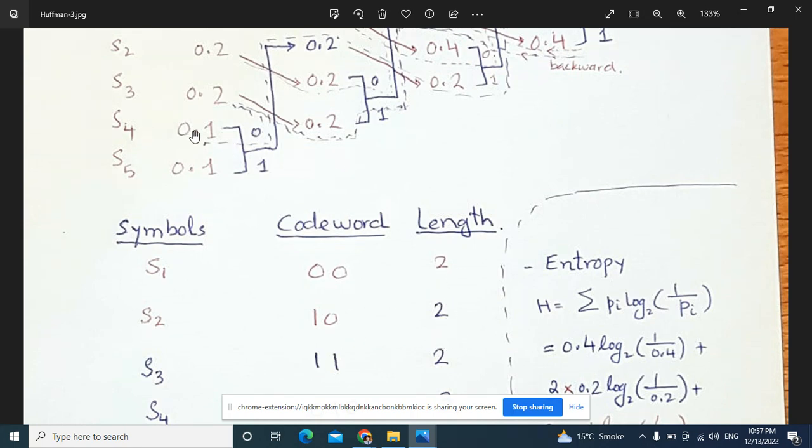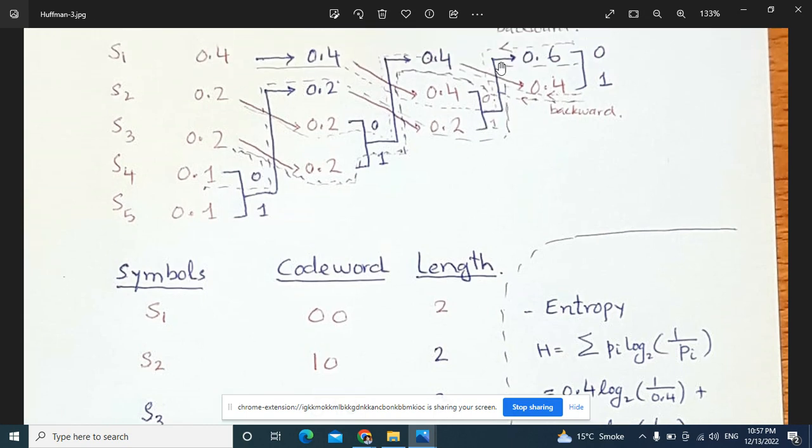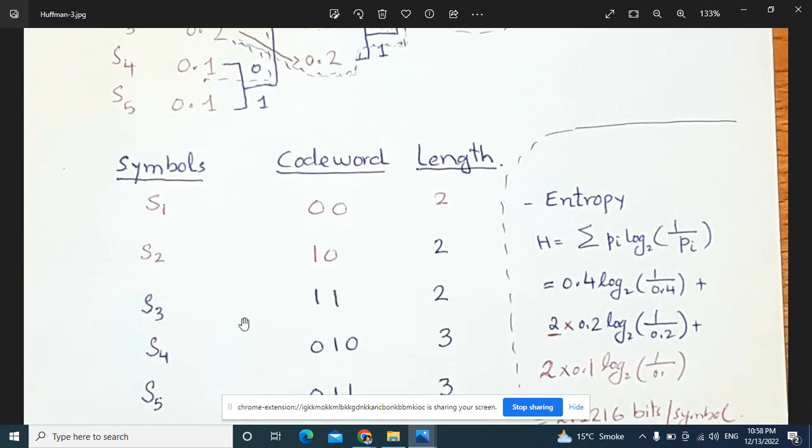So S4 is from here, and then from here. So this is the path, point 2, and then from here. So this is the path, and then from there. So when you need to code word, go backward, 0, 0, 1, and then you see this is 0. So 0, 1 is 0, 0, 1, 0, the length is 3.